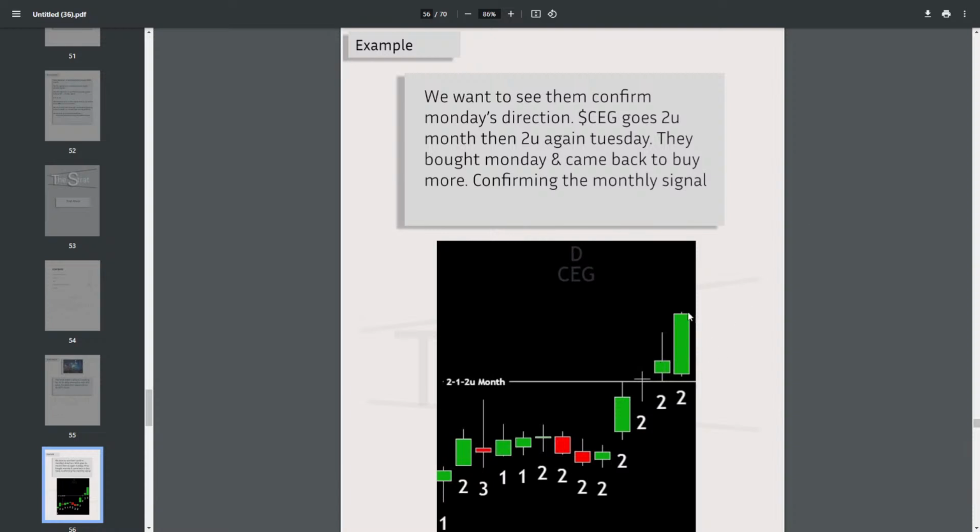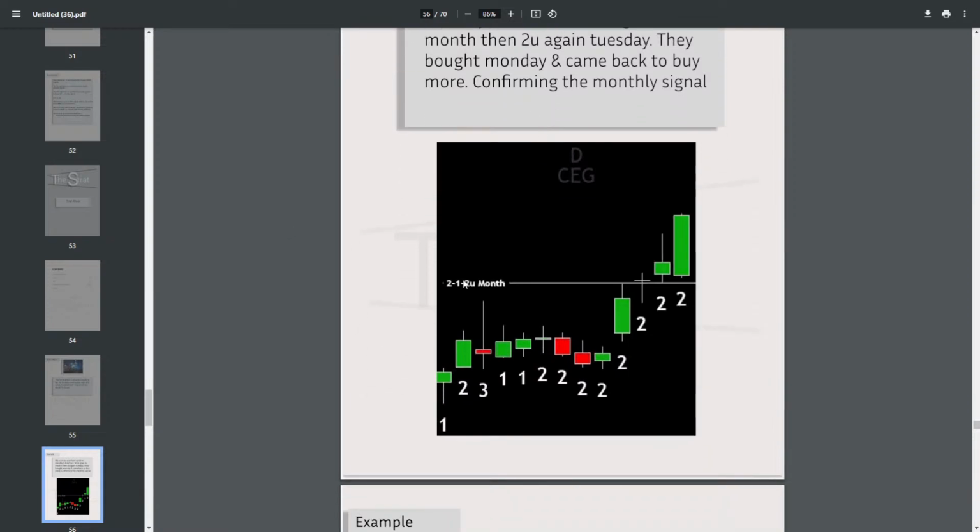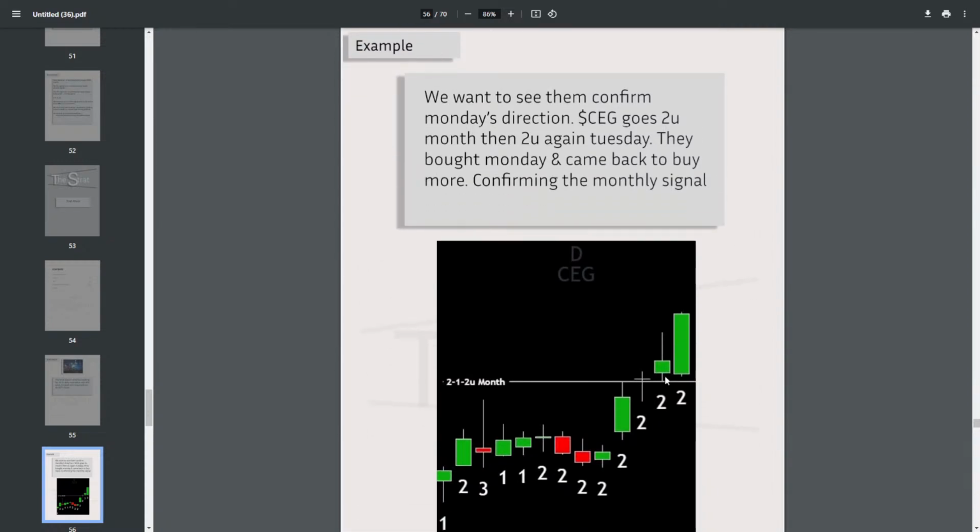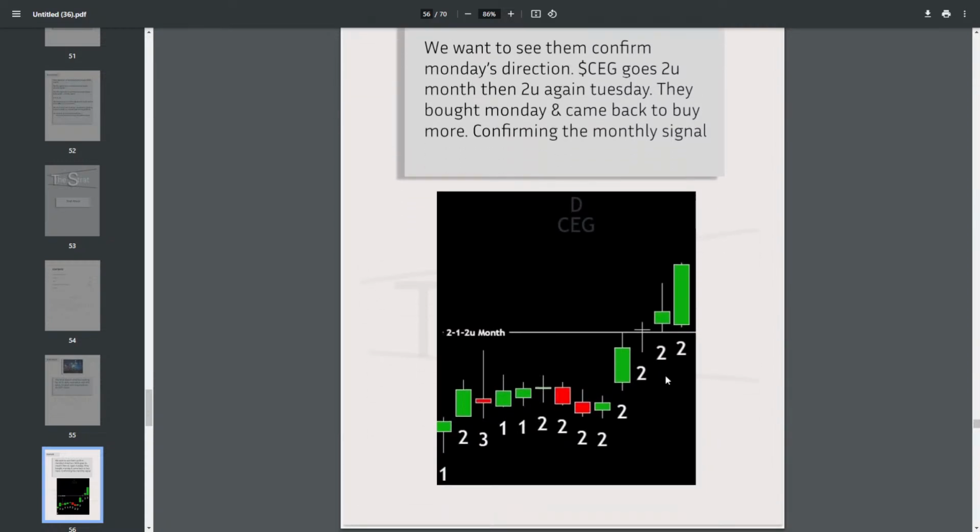So for example, CEG, this is in the utility sector. What we want to see is they confirm Monday's direction. And what you'll see here, CEG goes 2 up on the month and then 2 up again on Tuesday. What this means is they bought Monday, came back to buy more on Tuesday. Since we know the algorithms and the traders, how that works, what we're picking up on is institutional traders going in there and they have shares to fill. So when we say they're taking the offer full time from continuity, what that means is at that point they are taking the offer. This is a way of picking up on that.